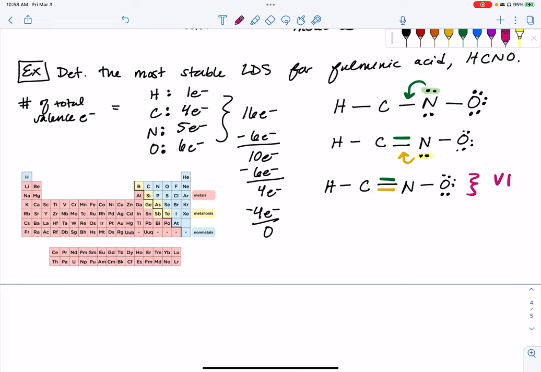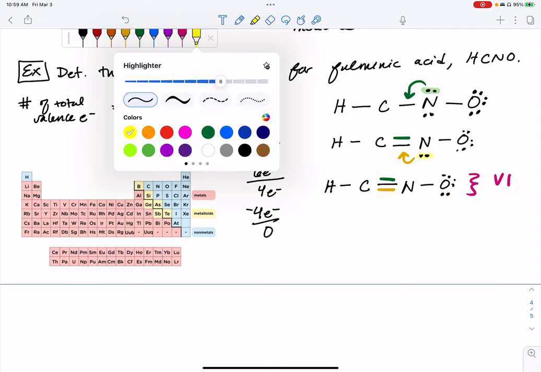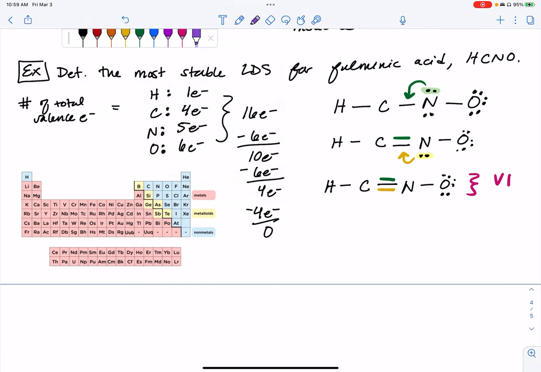Now, is this the only valid Lewis structure I could make from this molecule? So let's start playing around. Let's see if I can place my lone pairs and bonding pairs on different atoms so that we have different structures that are all equally valid. AKA, let's see if we can't find some resonance structures. So what would happen if I were to take this lone pair on oxygen and make a double bond to nitrogen?